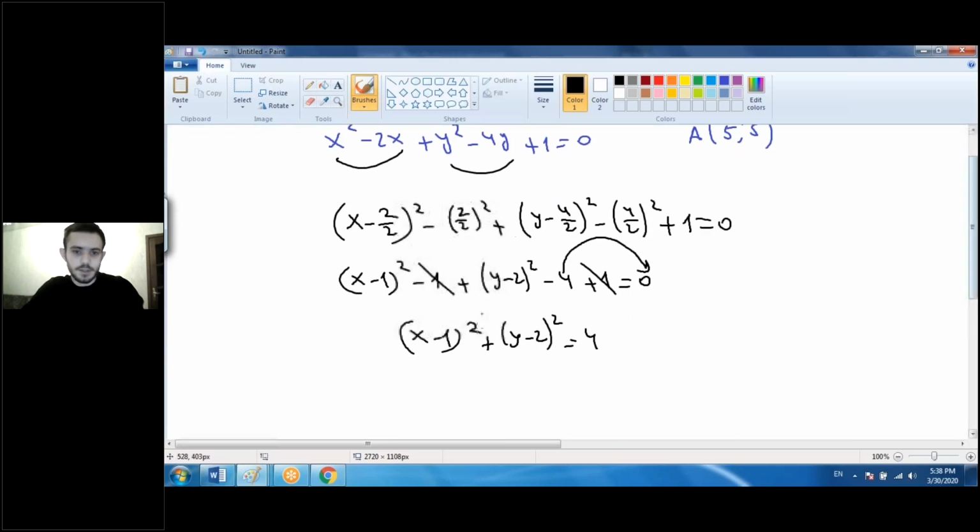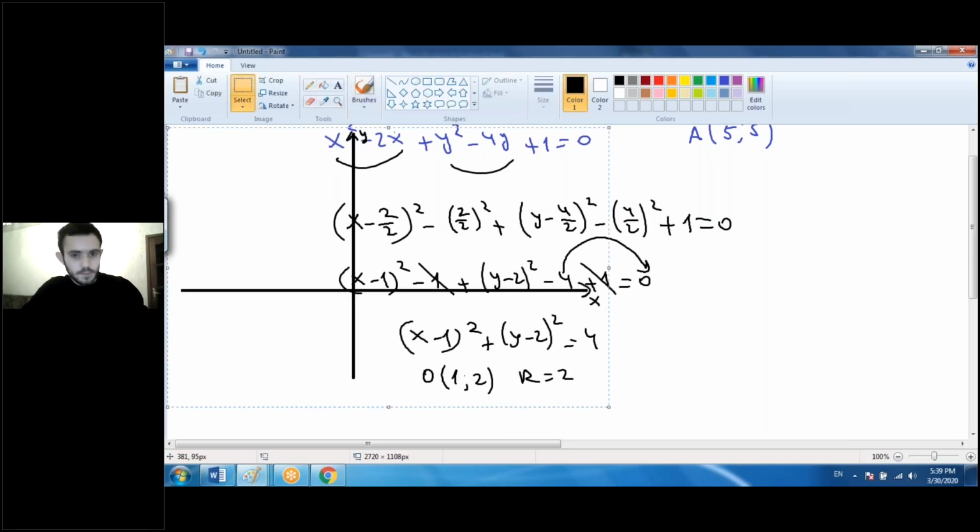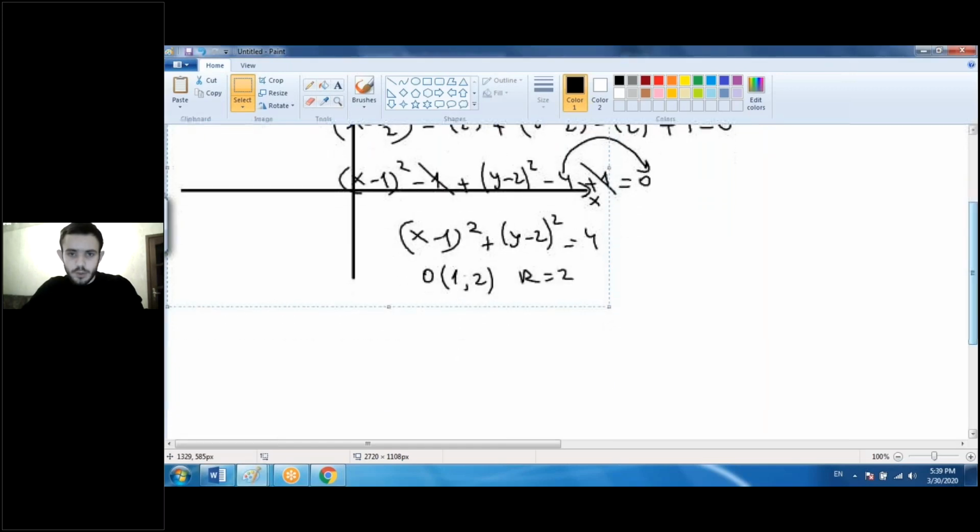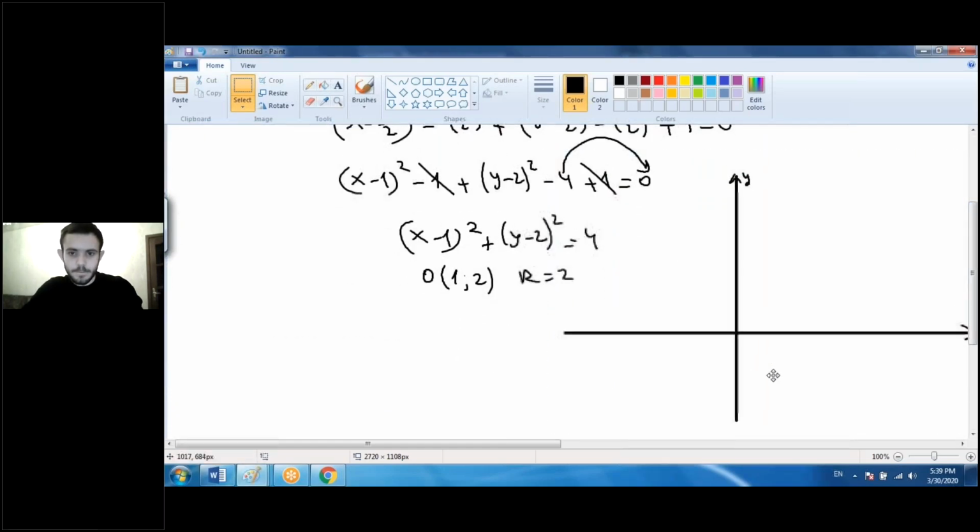Now we converted it into a normal form, proper form. Now we can easily find the center of the circle, which is 1 and 2, and radius is just 2. If we try to draw this circle, we can really draw it not to scale, just to show that 1 and 2 are connected to show the center of the circle. For example, we have something like this, and point 5 and 5.